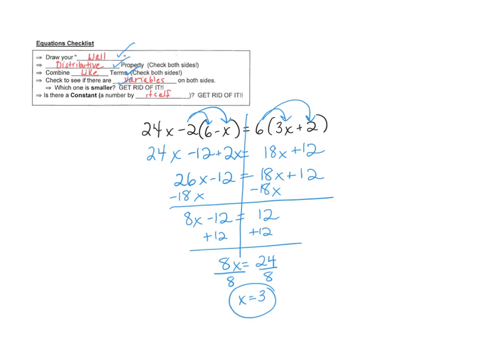So that is an example of using that checklist, just making sure we checked for everything as we went through. And because we did that, we were able to easily get the solution to our equation.